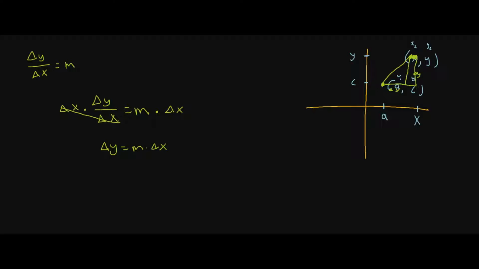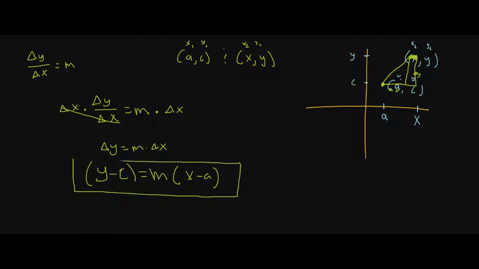It's y2 minus y1. So if you look over here, the 2 points we have is a comma c, and we have x and y, right? This is kind of like x2, y2, and this is like x1, y1. Well, it's going to be y minus c. So we're going to get y minus c is equal to m, and delta x is x2 minus x1, so we're going to get x minus a. Alright, and that's it. This is our formula. This is our point slope formula.